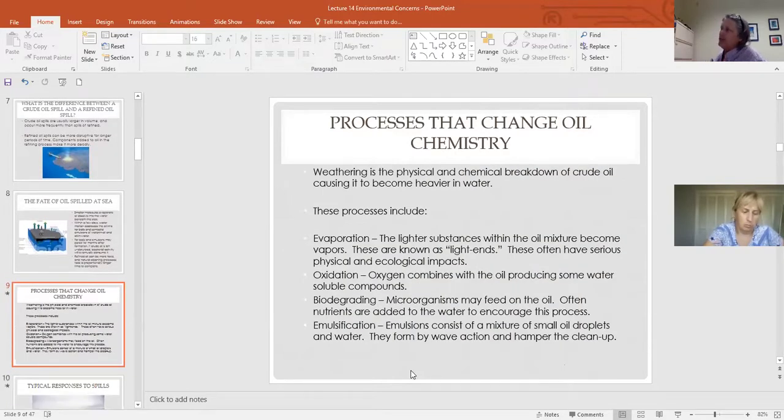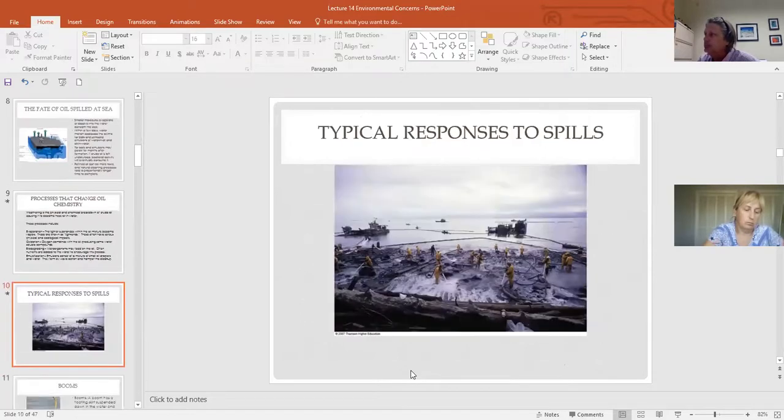Much like rocks weather, we call the breakdown of oil into its tar balls eventually weathering as well. So oil weathers: the evaporation, then the oxidation. Some organisms can feed on oil, so there's biodegradation. The stuff that dissolves out is emulsification. And all these processes lead that oil to becoming tar ball and sinking to the ocean floor.